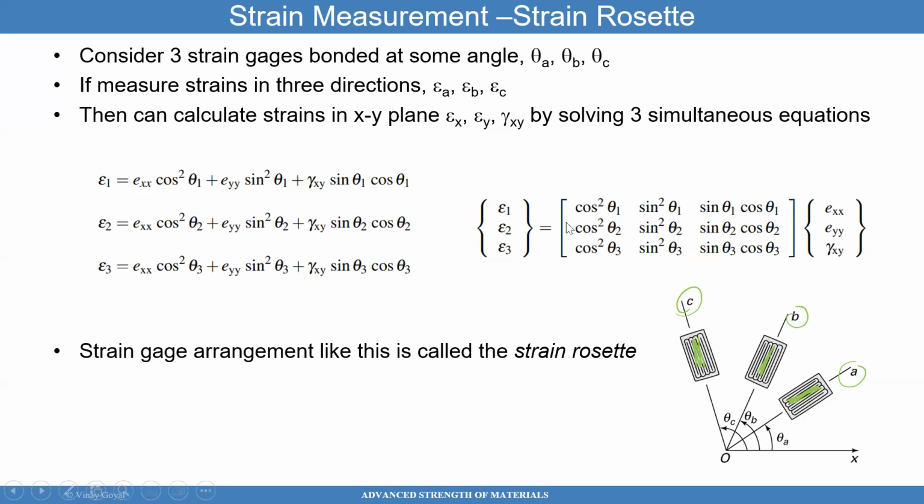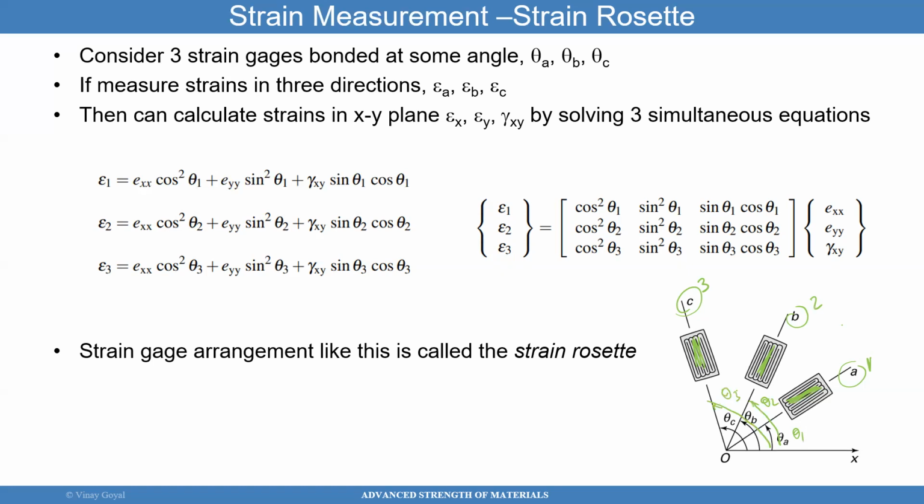It turns out that if I'm able to measure these three strains, and I'm using E1, E2, E3, instead of E1 it should be EA, but this is basically 1, 2, and 3. I apologize. And this will be your theta 1, theta 2, theta 3.